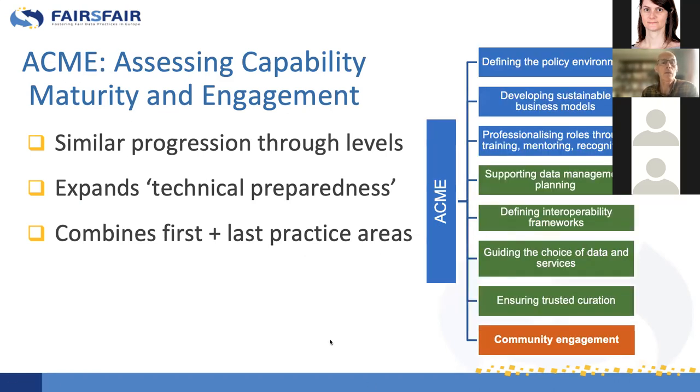And come up with seven themes. So defining the policy environment, developing sustainable business models, focus for today on the professionalization of the roles through training and mentoring and recognition of those roles, through to support for data management planning, for defining interoperability frameworks, helping people choose data to make FAIR and services to support that, ensuring the curation of the outcomes, outputs in trusted environments, and engaging with the relevant communities.